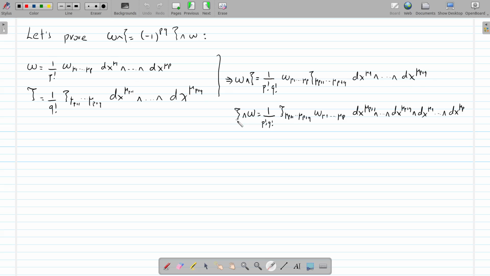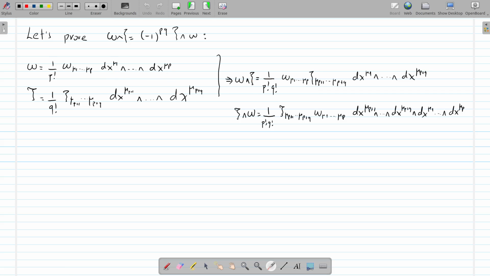Now if we form the product xi wedge omega, then this will come in the opposite order. So we will have again the product of the components. This doesn't matter, it's commutative. But then we have the wedge products of the basis elements in a different order. So we start with dx^{mu_{p+1}} coming from xi, we go up to dx^{mu_{p+q}}, that comes from the q-form, and then we have the wedge product of dx^{mu_1} through dx^{mu_p}.